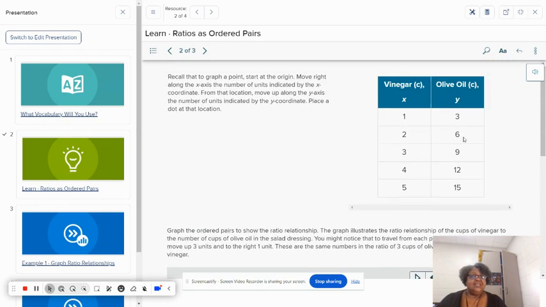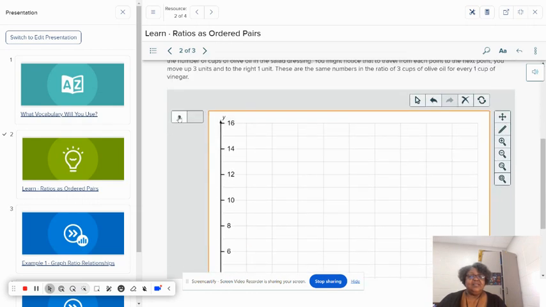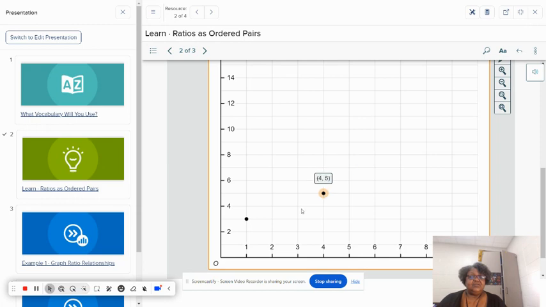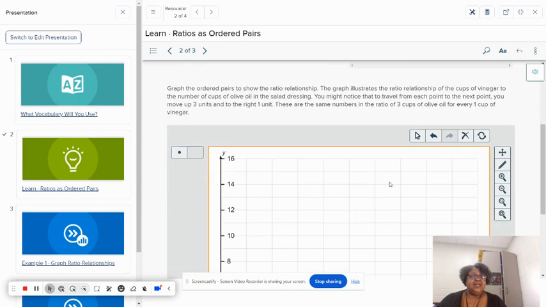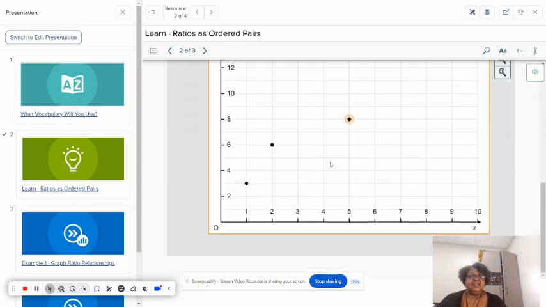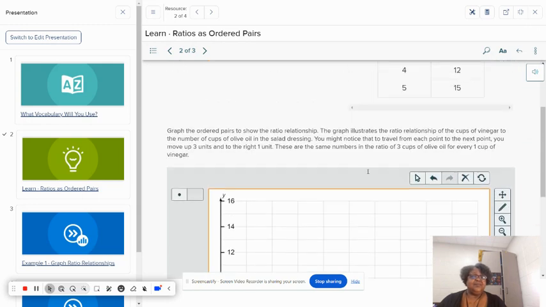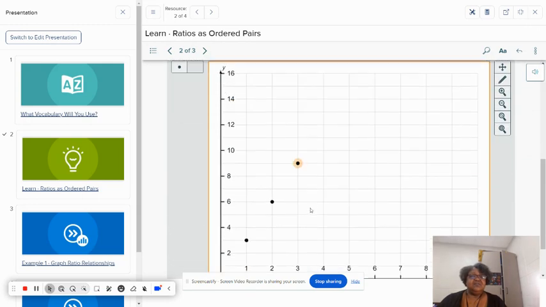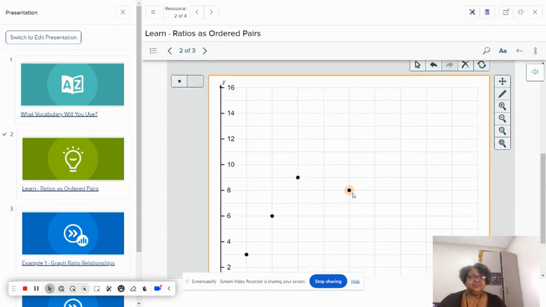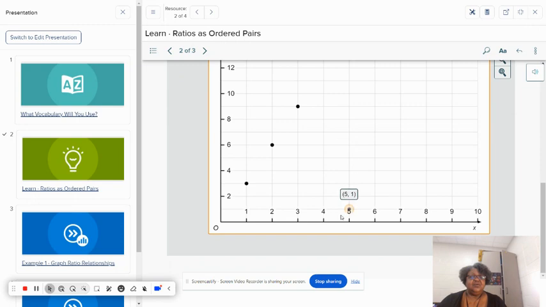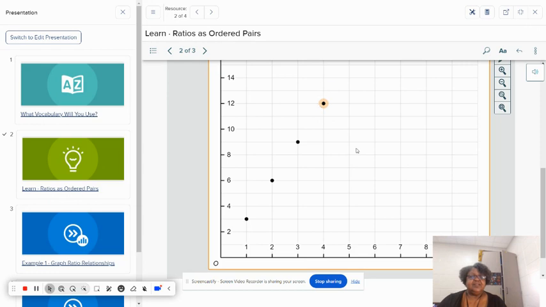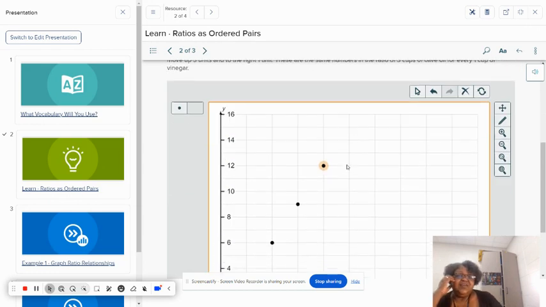So that's how you know you did the right thing. So this one is 2, 6. That's my next point. So I'm going to click my point tool again, and I'm going to go to 2, 6. And I'm going to show you something interesting here in just a minute. 3, 9. Click my point tool again, and I'm going to start at my origin. X is 3, y is 9. And you can see the 3, 9 there. Here, 4, 12. So we're going to go where x is 4 and y is 12. Right there. And then my next one is 5, 15.